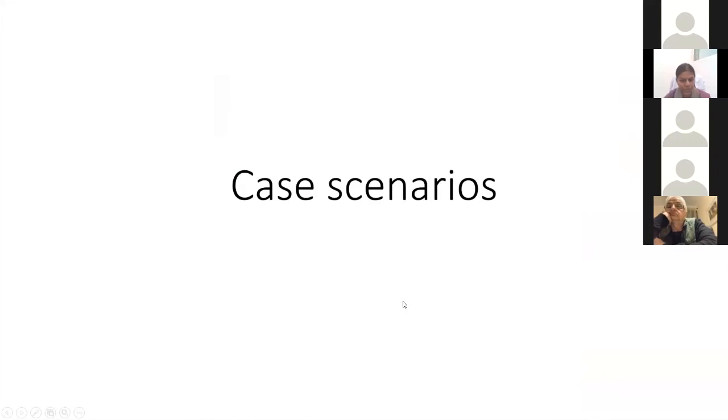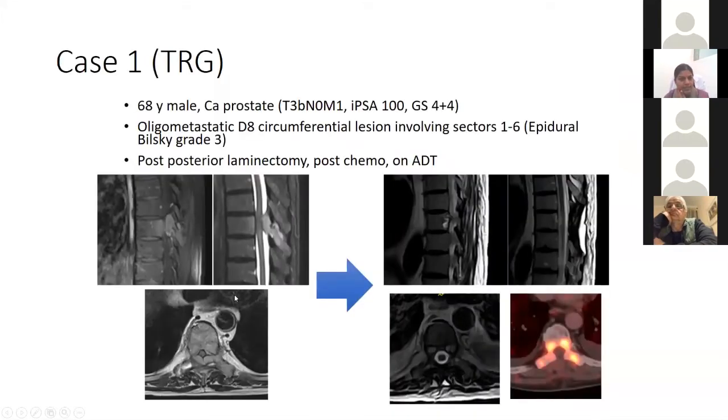A few case scenarios of the patients that we have treated here. This was a patient with a carcinoma prostate with an oligometastatic D8 circumferential lesion involving all 6 sectors, who underwent a posterior laminectomy, then underwent docetaxel-based chemotherapy, and was on ADT when he was referred to us. So he had involvement of all these sectors on the PET scan, and the MRI had also shown epidural disease, which was impinging on the cord, a Bilsky grade of 3 initially at baseline, but post initial laminectomy and ADT, the Bilsky grade was only 1A.